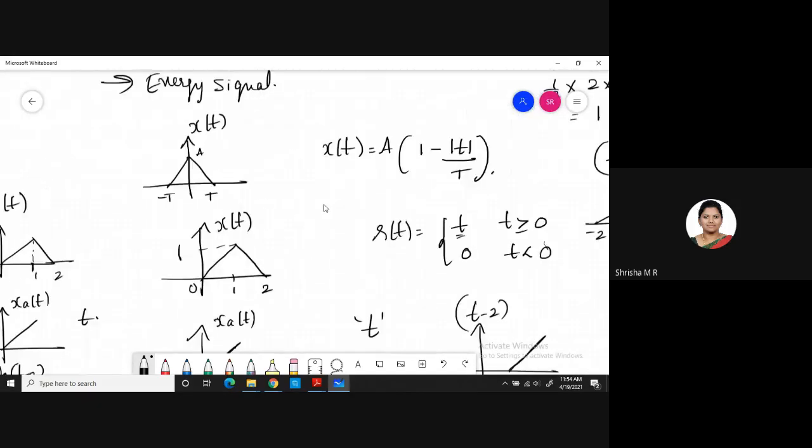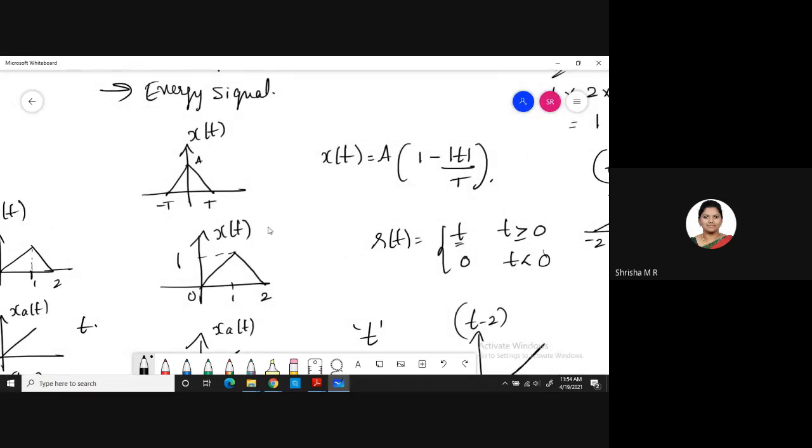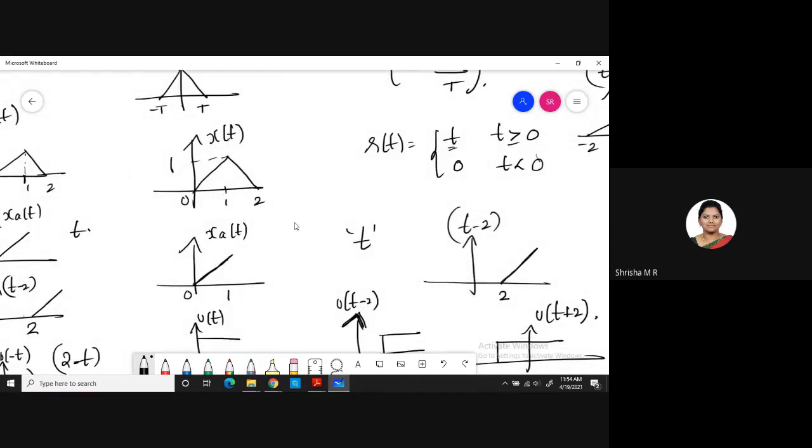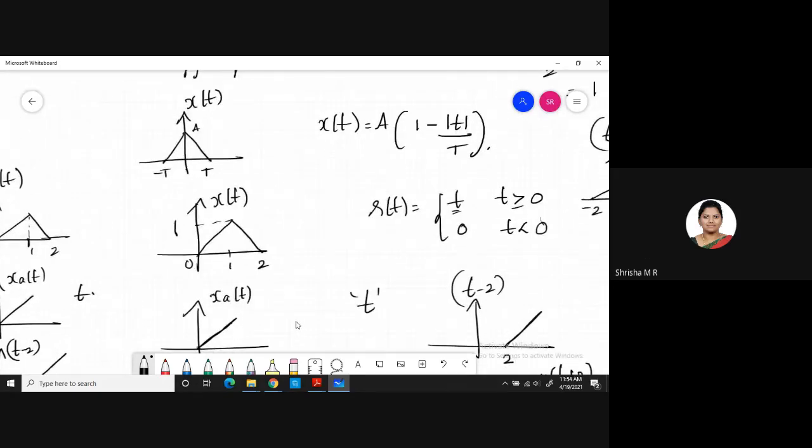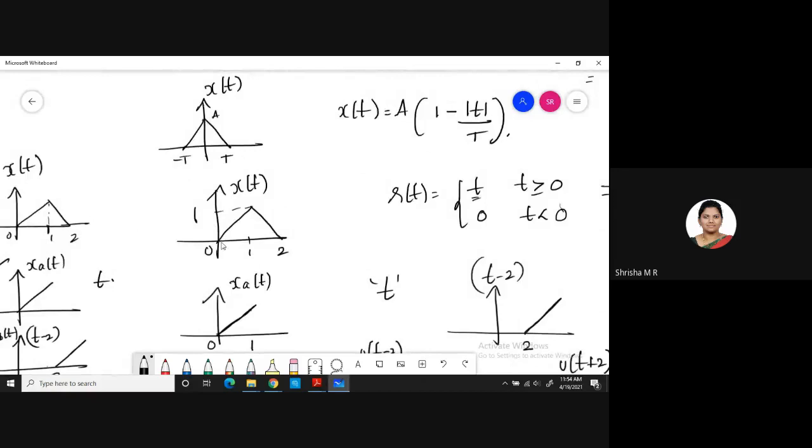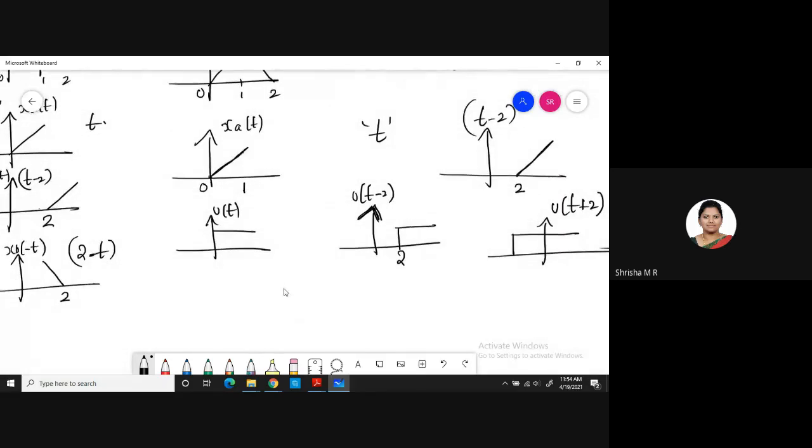So how do you write the equation for this? A is amplitude, and you have 1 minus t by fundamental period. So what is the equation for this signal, which we have seen? It is t between 0 to 1 and it is 2 minus t between 1 to 2. Correct? Shall I write it in equation form here?